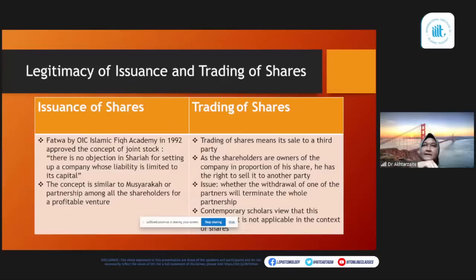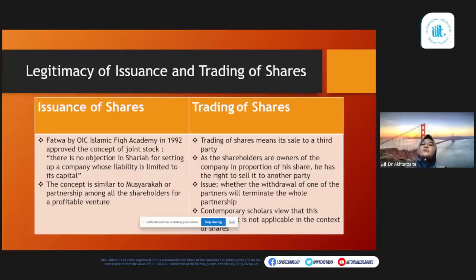If one of the parties terminates by selling to another party, does it affect the musyarakah which has been entered into between all the parties? Trading of shares means it's a sale to a third party. As the shareholders are owners of the company in proportion to his shares, he has the right to sell it to the other party because that is his right, right? So he can sell to anyone he wants.